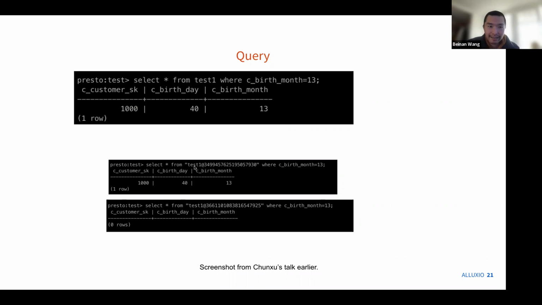You can see test 1 is the table name at some snapshot ID. Then you can just go back to the historical data, right? So you can do something like time traveling to select something from maybe the data yesterday.